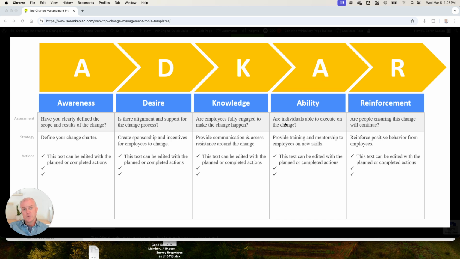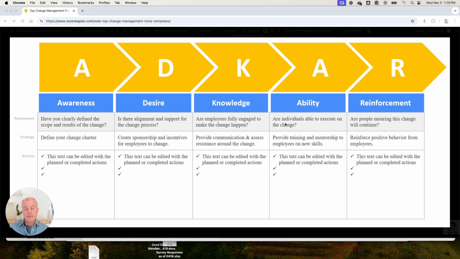And then that ties to ability. So if you're going to communicate, you're going to do training, you give people training, you give people tools, templates, and having the ability to execute on that change and implement it is really critical. If you have a request for people to change, you need to have them feel like they're empowered to do so because they're skilled up and they have the resources.